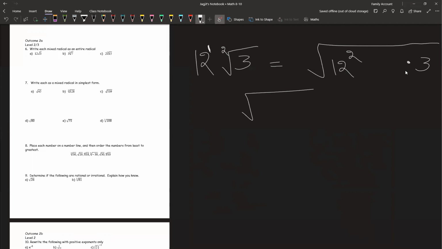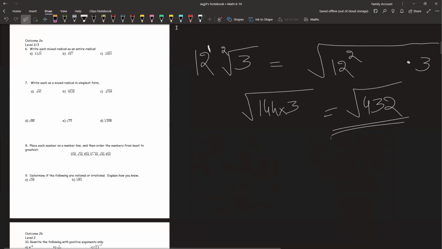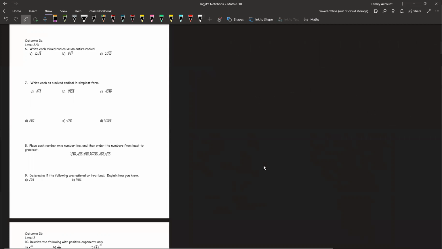Now you can punch it in your calculator. 144 times 3 gives you how much? 432. So that is the square root of 432, and that is an entire radical. You see, everything is inside the radical.